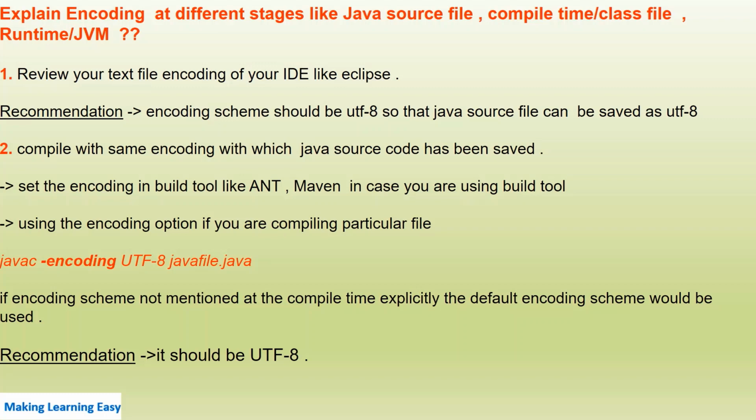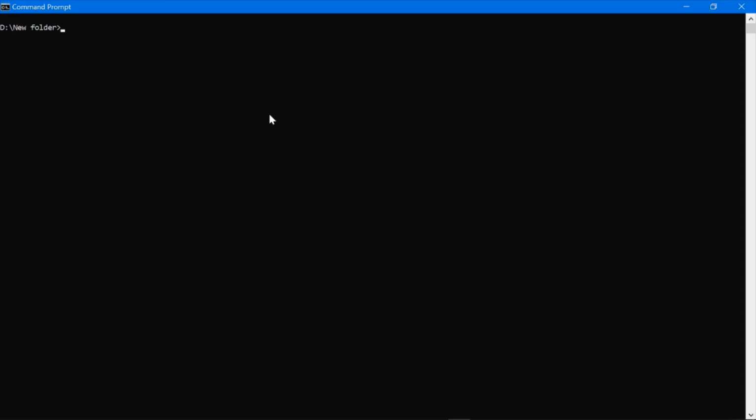Now let's see the demo of how you can compile a particular Java file using the encoding option. So let's move on to the command prompt. Now let's see how we can compile a particular Java file using a particular encoding style. javac, and we need to mention this parameter, encoding, with the name of the encoding style which we want to use for the compilation, then the name of the Java class. So this is how you can compile. Now our particular class has been compiled with the encoding scheme UTF-8.